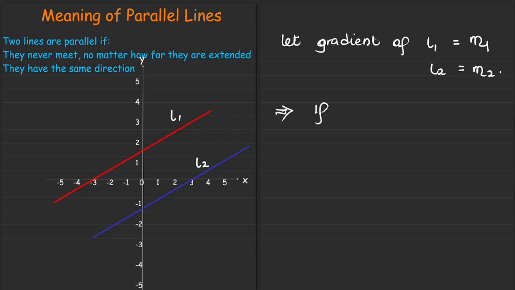Then we say that if the two lines are parallel, that is, if L1 is parallel to L2, then it implies that their gradients are also the same. This is the key condition that has to be met. Their gradients must be the same. This condition helps us in so many ways, especially to solve the equation of one of the lines if we know the gradient of the other. So with this knowledge, let's see if we can determine whether or not two lines are parallel.